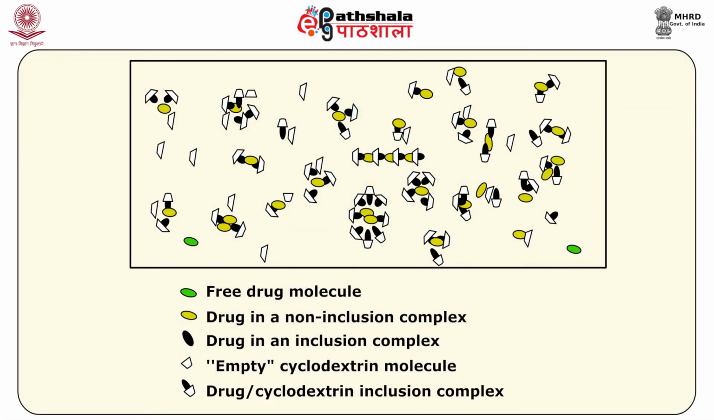A figure of one such non-conventional complex is shown here. Here each species is shown by a different color and shape. For example, the green ellipse shows the free drug molecule, whereas a military color ellipse shows a drug in a non-inclusion complex, whereas the black ellipse shows a drug in an inclusion complex. The empty bucket shows an empty cyclodextrin molecule. A bucket with a black ellipse inserted is showing a drug cyclodextrin inclusion complex. So this figure gives you an idea about non-conventional cyclodextrin complexes.